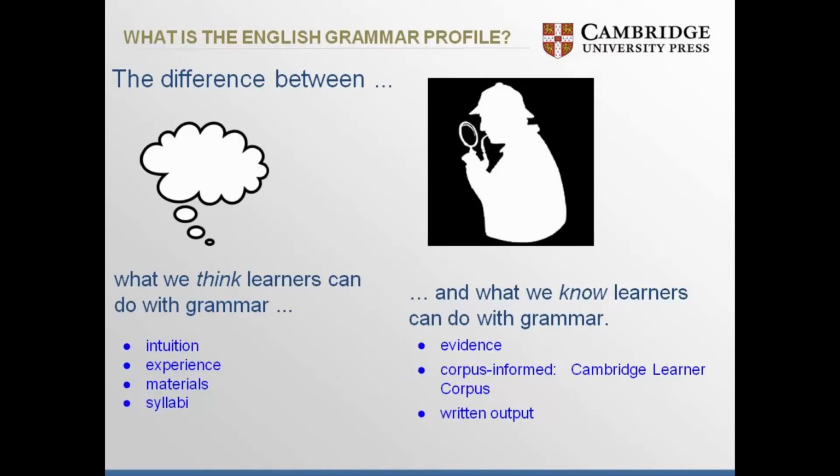So what the English Grammar Profile does is actually tell us what learners seem to know based on their Cambridge exam data. So it's providing evidence for us in terms of the learner output. It's a corpus-informed profile of what the learners can do. So it's what we know learners can do. But it's based on written output. We would highlight that. It's based on the written Cambridge exams, the open parts, not the gap fills.